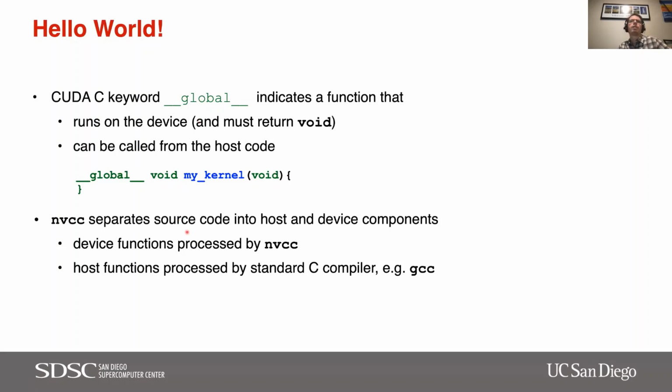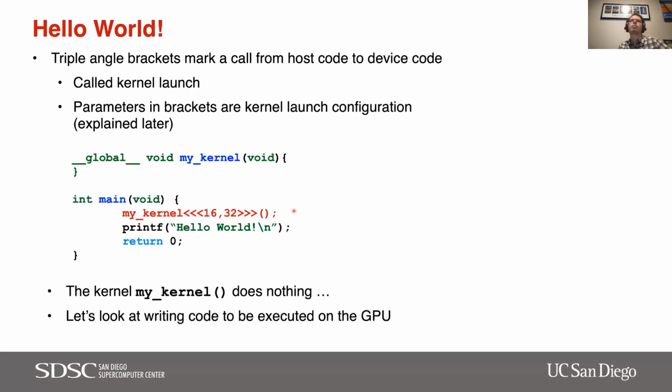And NVCC separates, like I said, the source code into host and device components. And then the device functions are processed internally by NVCC, and the host functions are processed, for instance, by GCC, right? The triple angle brackets mark a call from the host code to the device code. That's called a kernel launch. And those numbers are the kernel launch configuration that basically say how many threads I'm launching.